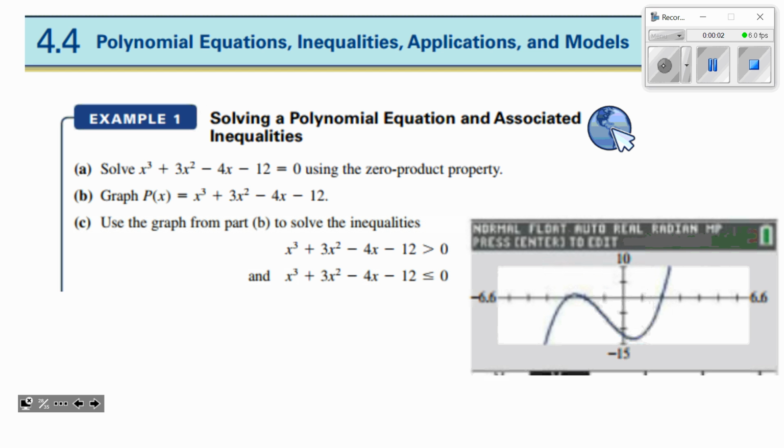All right, 4.4 is polynomial equations, inequalities, applications, and models. So in this section, we're really going to take everything we've talked about and kind of bring it all together. Question A says, solve this cubic polynomial using the zero product property.